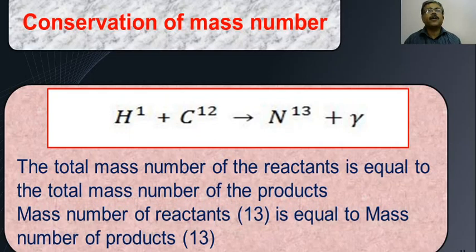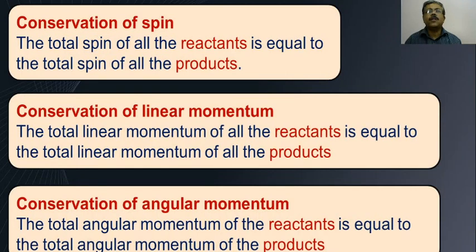In the same way, we can also think of conservation of mass number. So nuclear number, of course, is identical to the mass number. We can see the total A is also conserved. In this example quoted here, the hydrogen, carbon, and other reactants, where 13 is the mass number of the reactants, total mass, and on the right hand side again this N13 is also the same mass number. That is how we can see the conservation of mass number. Now on the same lines we can think of conservation of spin, conservation of linear momentum, conservation of angular momentum.